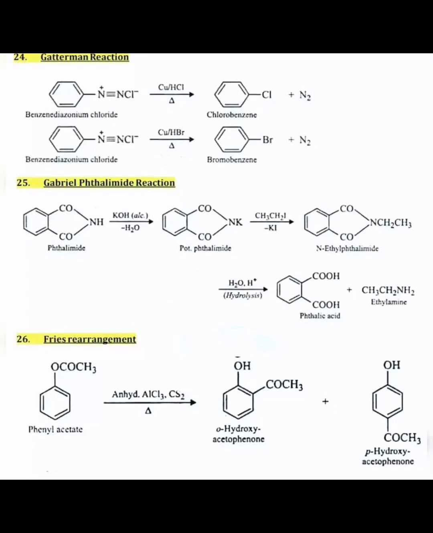Next reaction is Gattermann reaction. When benzene diazonium chloride reacts with copper in presence of HCl as a solvent under thermal condition, it gives chlorobenzene as a major product along with nitrogen gas as a byproduct. When benzene diazonium chloride reacts with copper along with HBr in presence of strong heat, it gives bromobenzene as a major product.